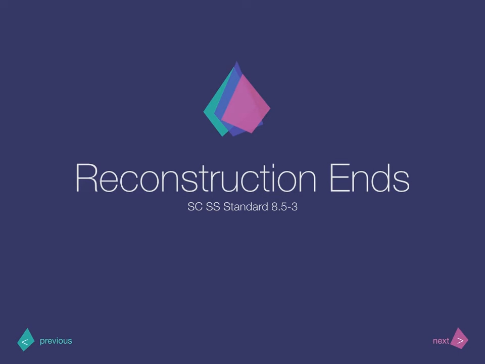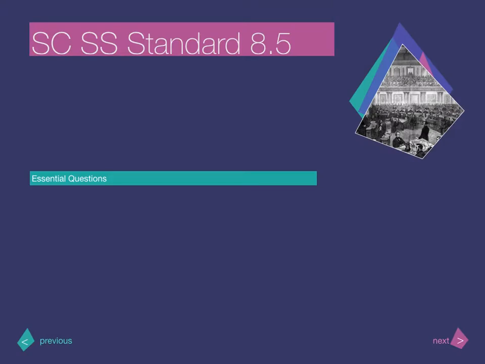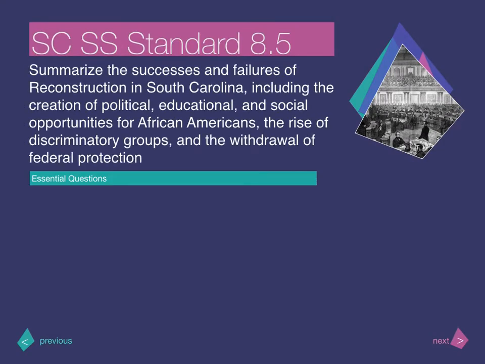Welcome to class today, and this is South Carolina Social Studies Standard 8.5-3, and it talks about the end of Reconstruction. South Carolina Social Studies Standard 8.5 says summarize the successes and failures of Reconstruction in South Carolina, including the creation of political, educational, and social opportunities for African Americans, the rise of discriminatory groups, and the withdrawal of federal protection.